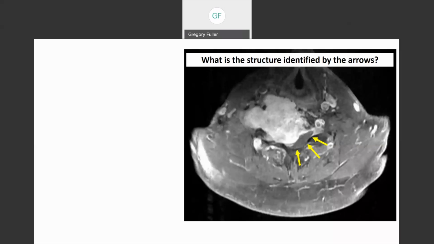Dr. Gilbert is right again. And what is the most common diagnosis for dumbbell tumor of the spinal cord? What's the most common diagnosis? The most likely diagnosis? And we're talking bread and butter. Yes, Dr. Gilbert again, schwannoma.